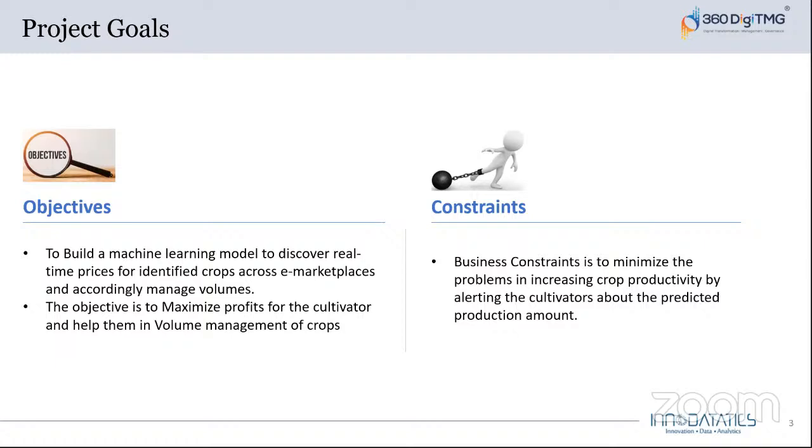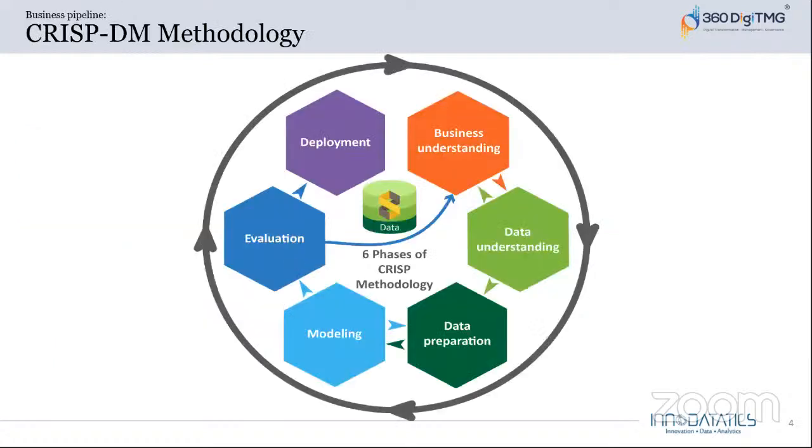The constraints of this project were business constraints, what we call as. They are to minimize the problem in increasing crop productivity by alerting the cultivators about the predicted production amount. So we made use of the general CRISP-DM methodology, where it starts with business understanding, then data understanding, data preparation, modeling, evaluation, and deployment. And definitely, we were working on a government-based project, so the data that we have scraped was all from the government portal itself.